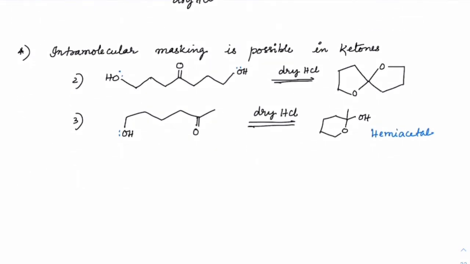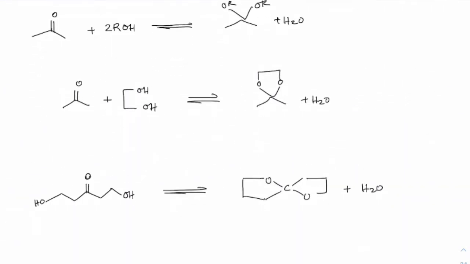Now if you have only one molecule here which already has a keto form and alcohols on the other end, both of these will attack, and that would form a cyclic acetal. Got it? If you have only one OH in the presence of dry HCl, the lone pair will attack here. H plus will come on this, so you will get this as hemiacetal. So intramolecular masking is also possible, in case you have any OH group on it.